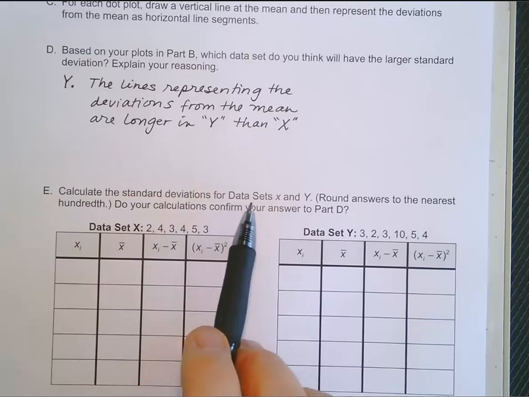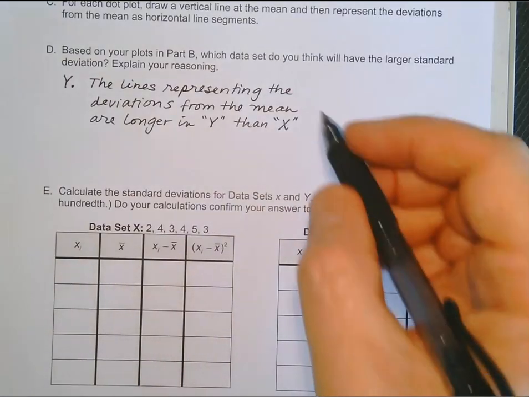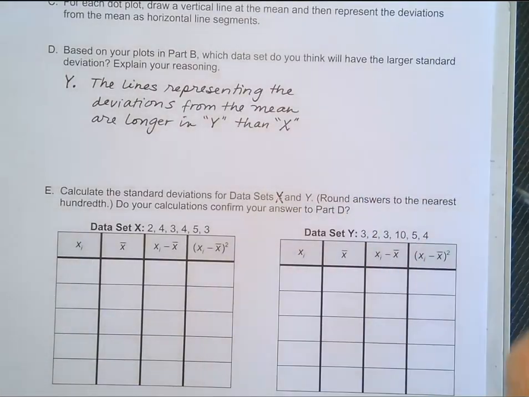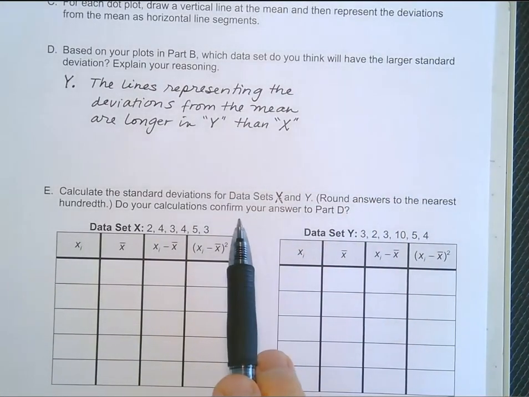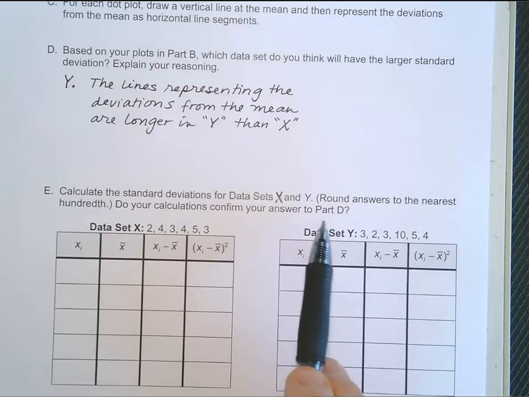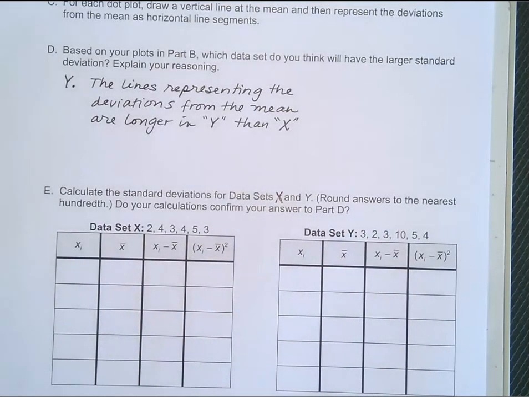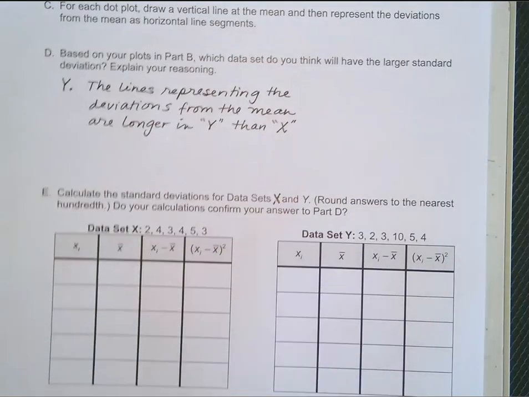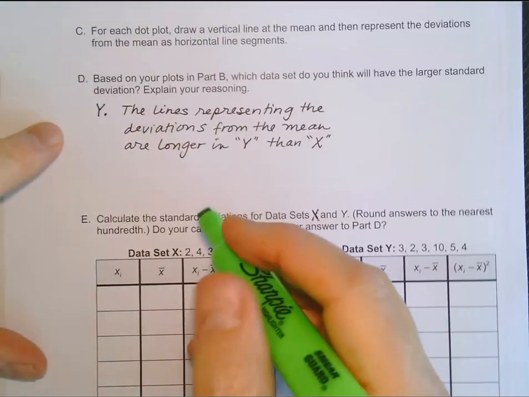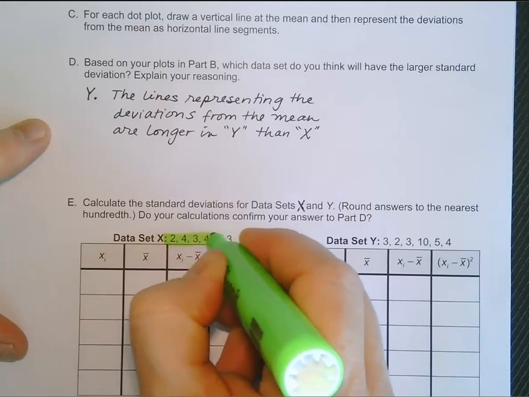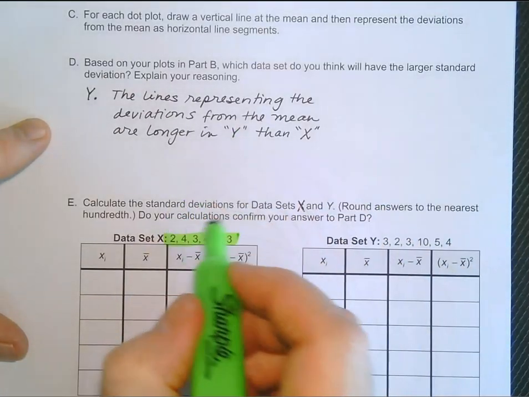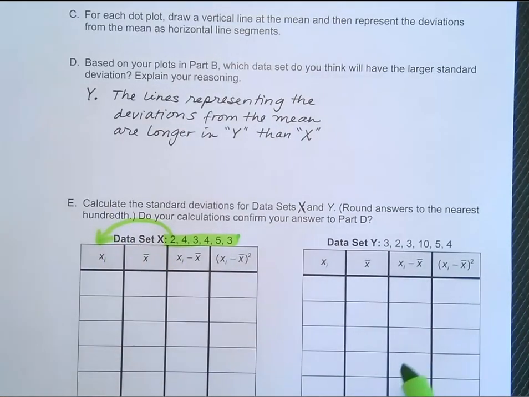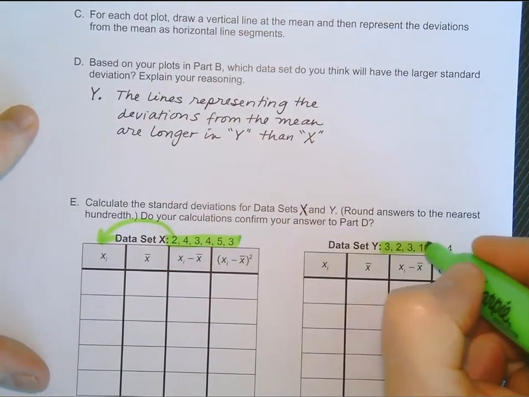Okay, calculate the standard deviation for X and y. Should be a capital X here. And y. Round your answers to the nearest hundredth. Do your calculations. Confirm your answers in part D. So I am going to take the data here, right? The 2, 4, 3, 4, and 3. I'm going to put it in this one, and I'll do the same thing with this here.